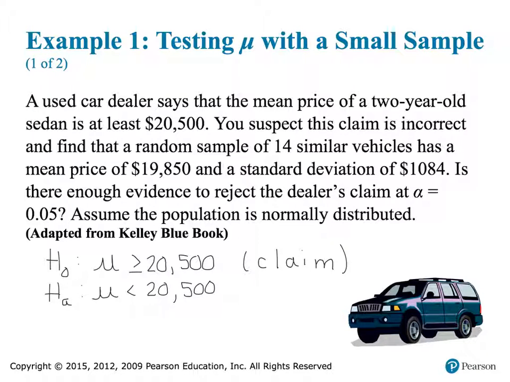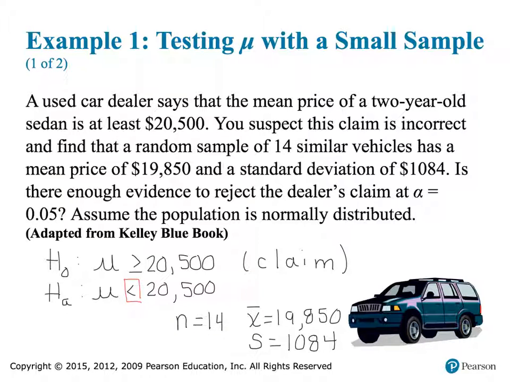So we can see that because of the direction of our alternative here, less, this is going to be a left-tailed test. We read on and it says you suspect this claim is incorrect and find a random sample of 14, so n is 14. Similar vehicles that have a mean price, that's our sample average, so that's our x bar, of $19,850. Notice it's less than what is claimed. And a standard deviation. Now that's the sample standard deviation, so that's s, 1,084.